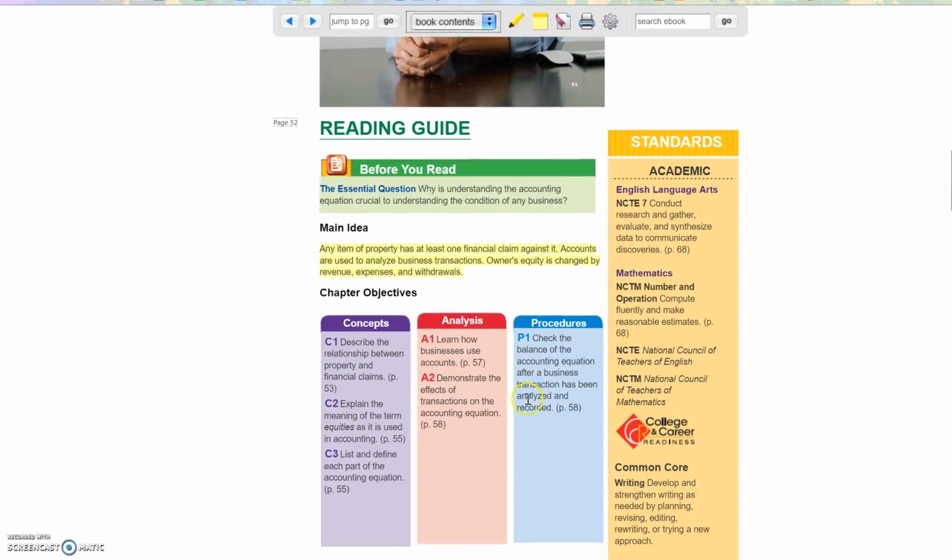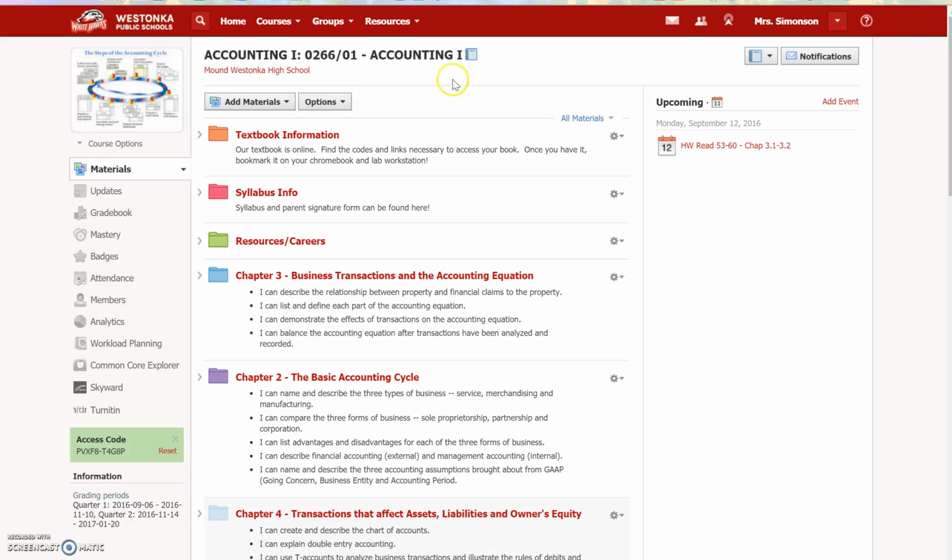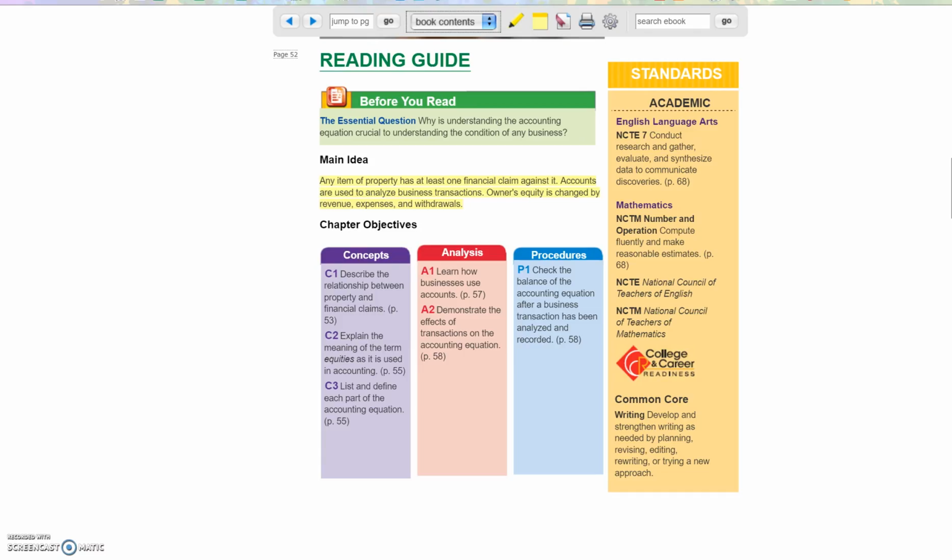And then down here are the learning targets that I'll have listed on the Schoology page. For this section, I can describe the relationship between property and the financial claims to the property. So it's important to look at these when we start a new chapter.